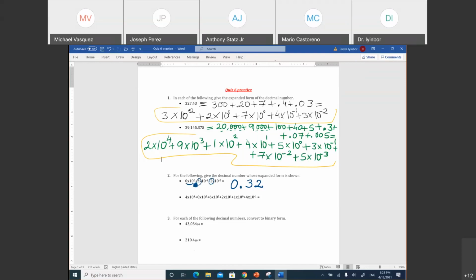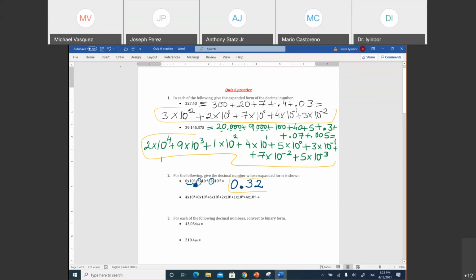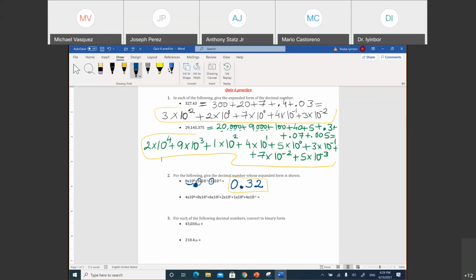So the numbers give you the digits in the decimal number, and the exponent gives you the position for your number. Make sense? 0.32 is my answer. So let's do it one more time.